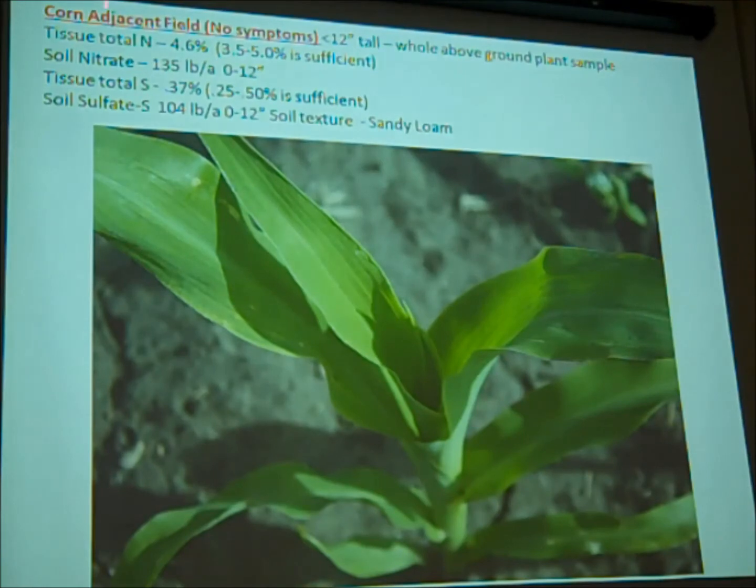So again, nitrogen was fine on the soil, sulfur was fine on the soil, nitrogen was fine in the tissue. Everything was good there, and the rest of the nutrients between these fields were comparable, so I didn't even show you those, but that was the difference.